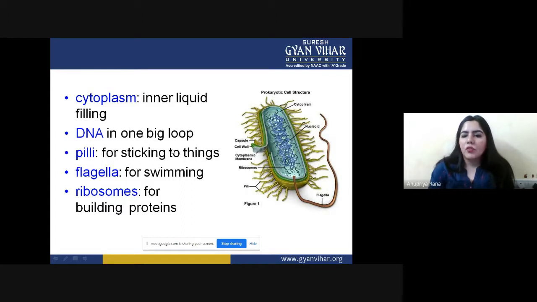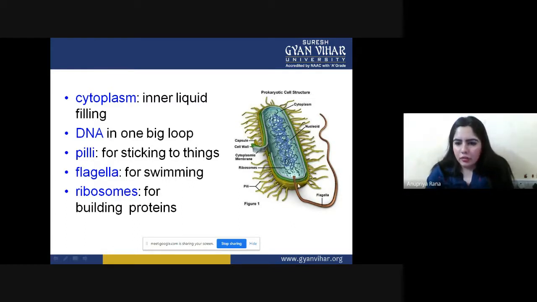Pili, that is for sticking onto things. With this pili, you can see the small thread-like structures. So basically, they are for sticking. If bacteria go to a surface, they need to stick to that particular substratum or surface. So with the help of these pili, they can be attached to a particular kind of surface. Next, the flagella.